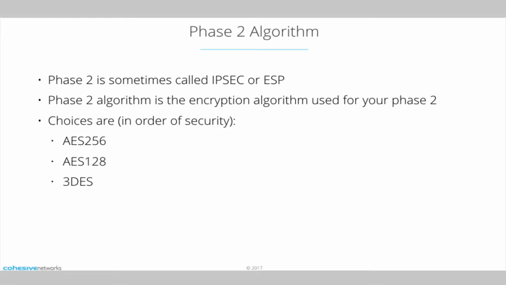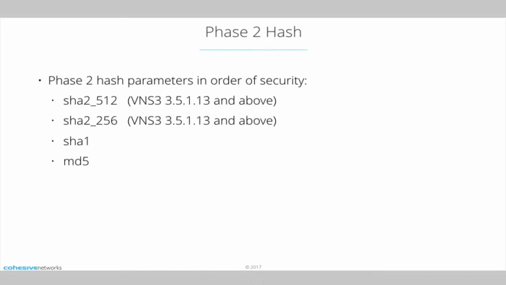Phase 2 algorithm is sometimes what people talk about when they ask what you are doing for IPsec or what you are doing for ESP. Phase 2 algorithm, again, is the encryption algorithm used, and the same choices are available: AES 256, AES 128, and 3DES, in order of security. The hashes are the same in order of security. The most commonly used is SHA-1. It's generally end-of-life equipment that uses MD5, and you'll start to have people asking you for SHA-2, which is becoming more popular.